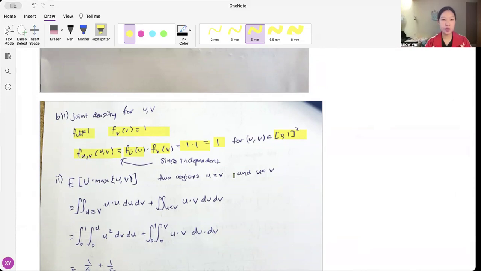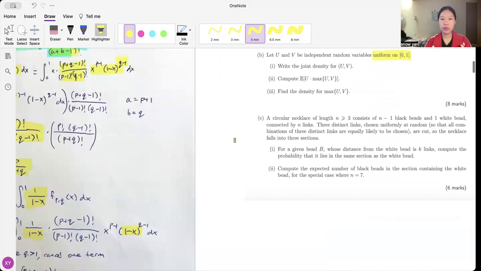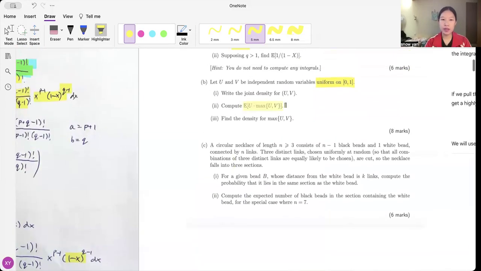Part one is pretty straightforward. It's just using independence and knowing that the uniform density is 1 over b minus a. Our b is 1, a is 0, so 1 over 1 is just 1. Next part, compute E of u times max of u, v.